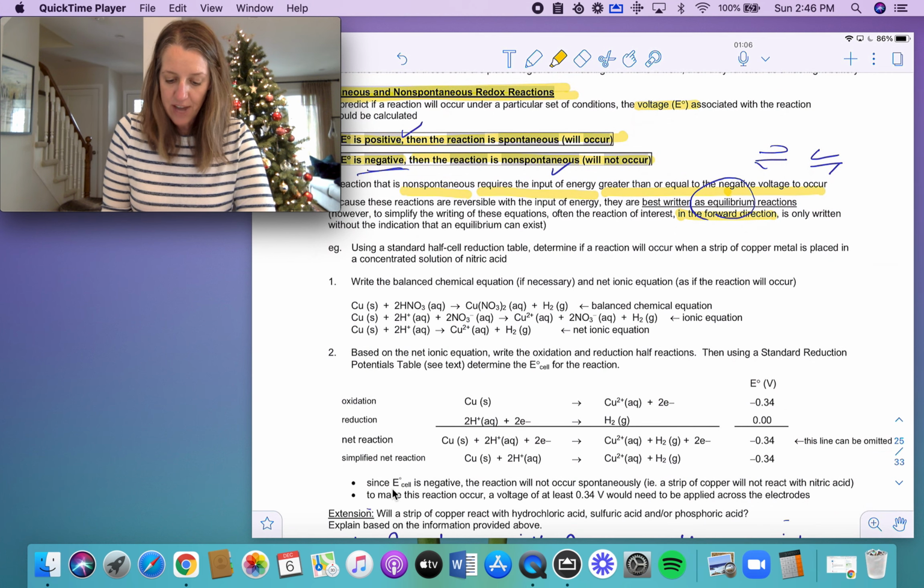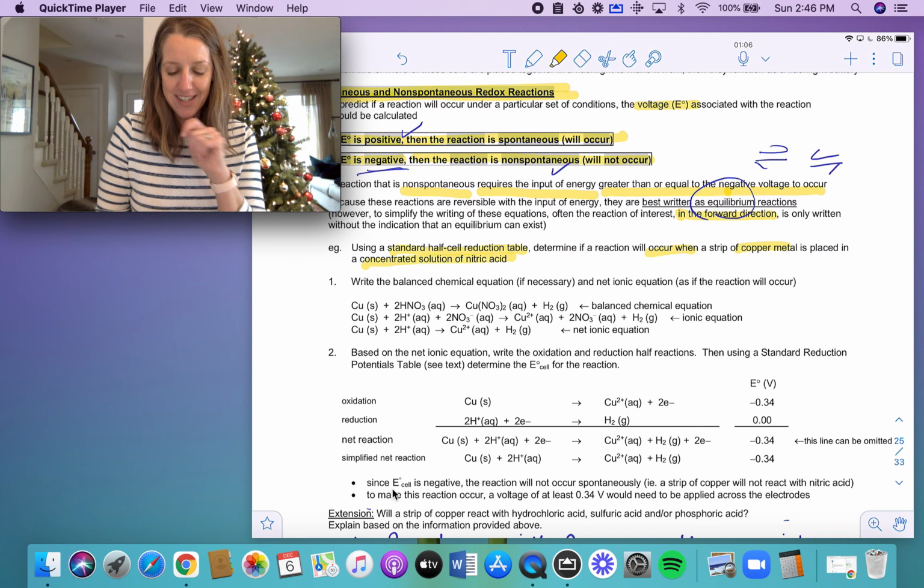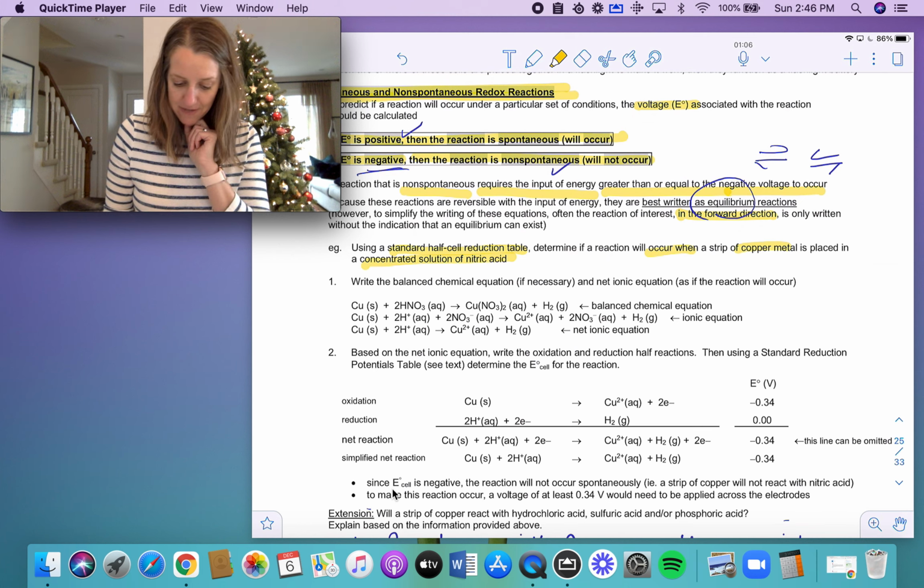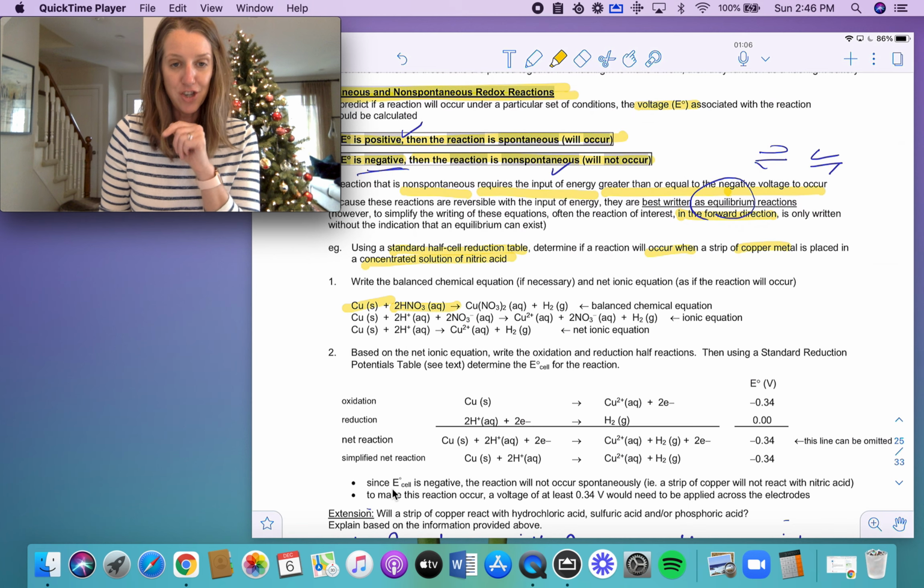So using a standard half-cell reduction table, we know where to find that, determine if a reaction is going to occur when you have a strip of copper metal and you put it into a solution of nitric acid. So here you need to recognize that it's talking about a strip of copper metal, and it's putting it into a solution that is HNO3 aqueous.